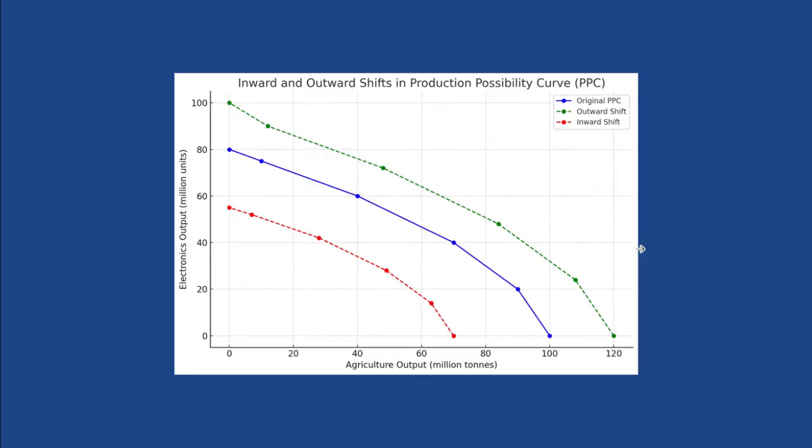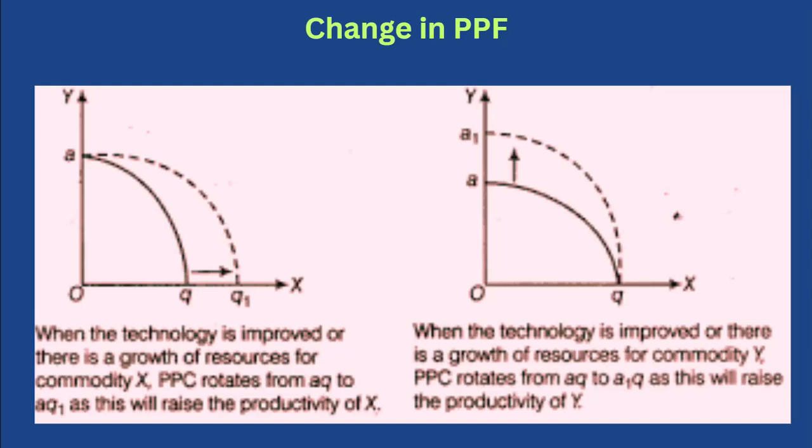Next one is inward and outward shift in PPC. See, the inward shift, look at the red line here. Inward shift means underutilization. You are not using your resources properly. Look at the blue line. The blue line is the original PPC. It's a perfect concave shape. And the green line, look here, this is outward. It is unattainable.